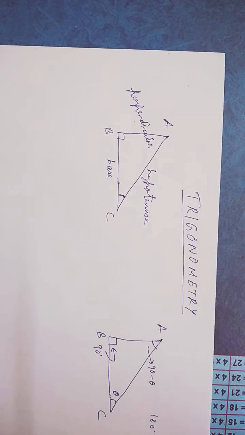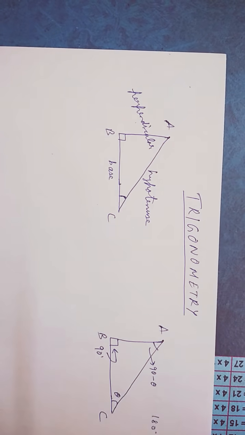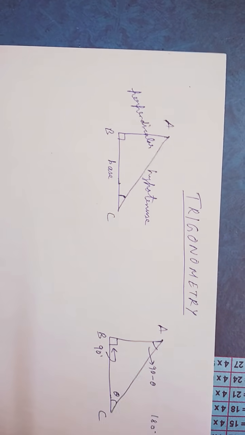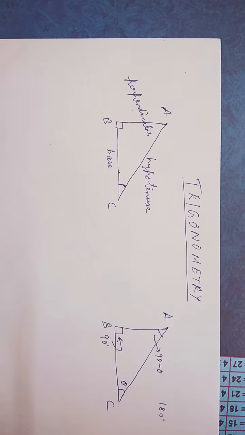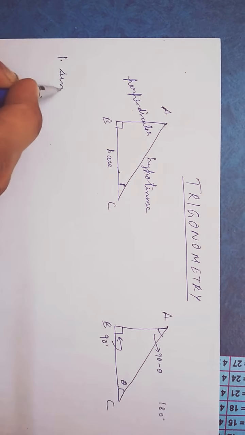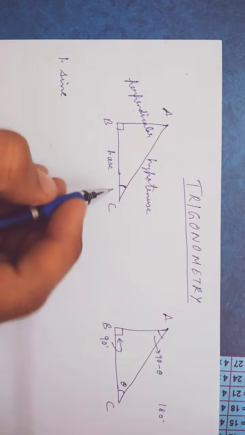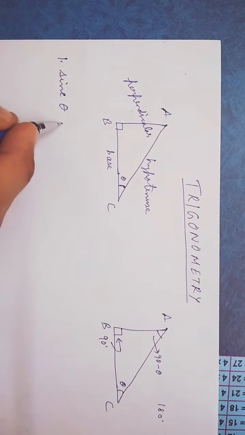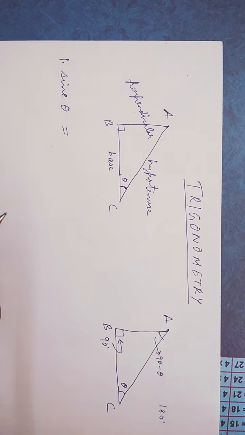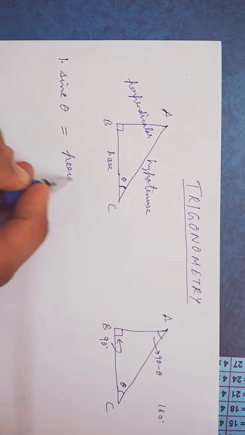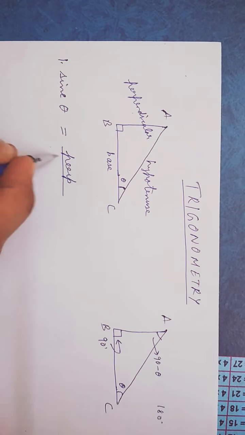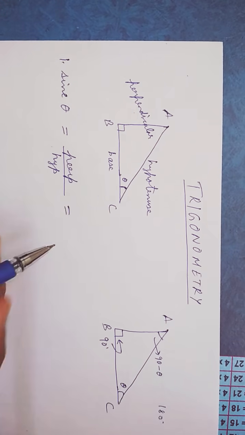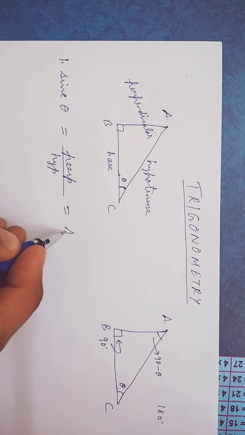Now moving forward, there are some basic trigonometric functions which you all need to learn. Number one is the sine function. Let us call this angle theta. So sine of this angle theta is the ratio of the perpendicular to the hypotenuse. So it will be AB by AC. You can see here.